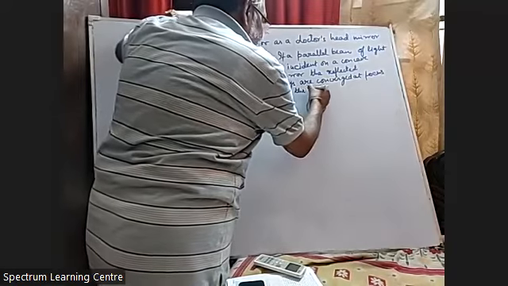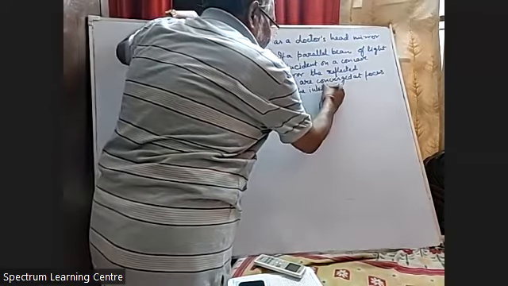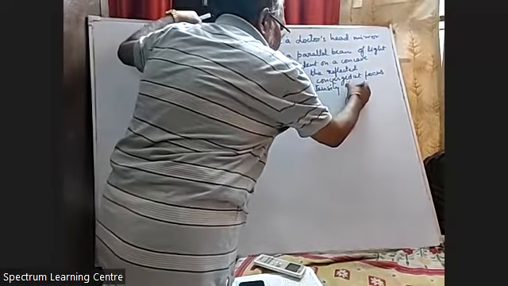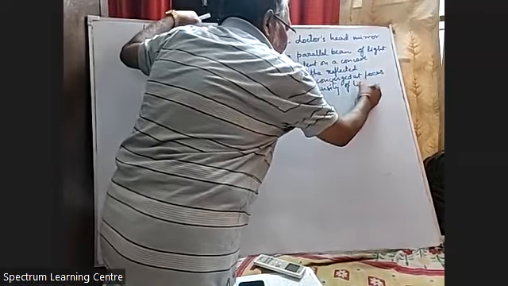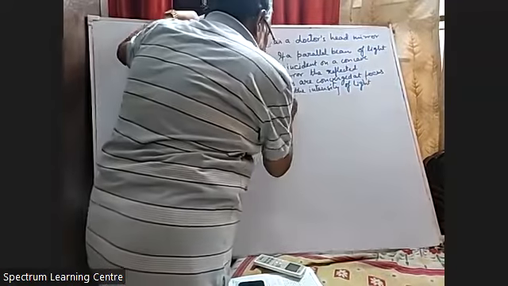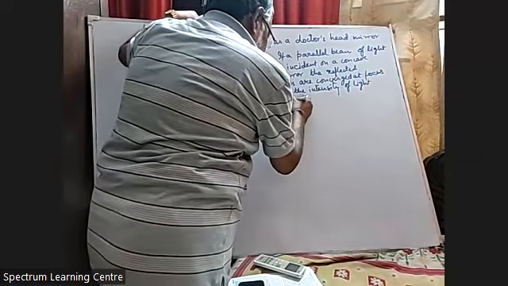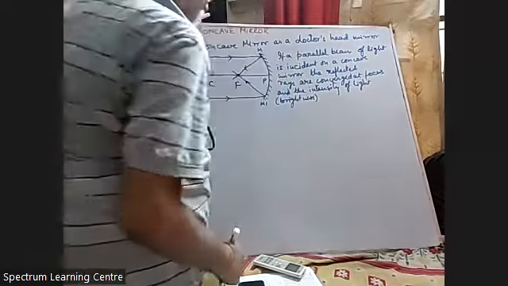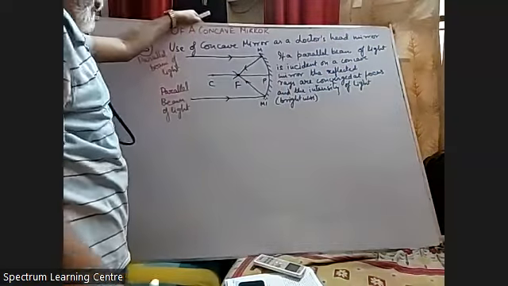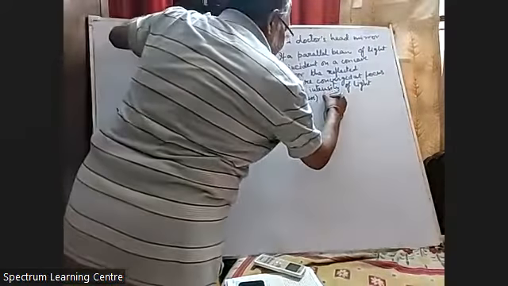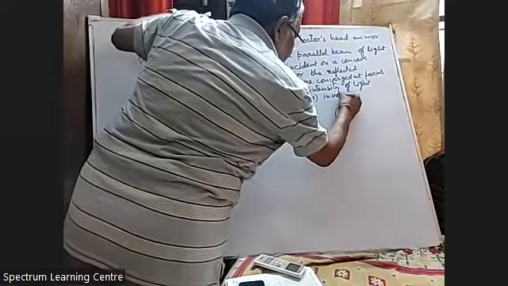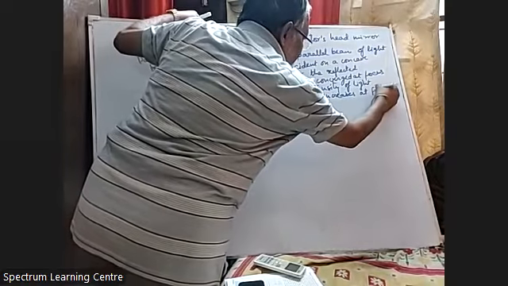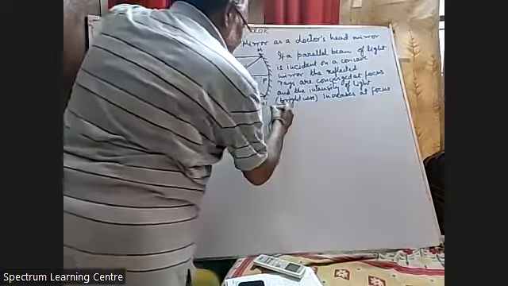And the intensity of light, write down this word, it is not there in your book. Intensity of light, within brackets you should write brightness. Intensity of light means brightness. Intensity of light increases at focus.